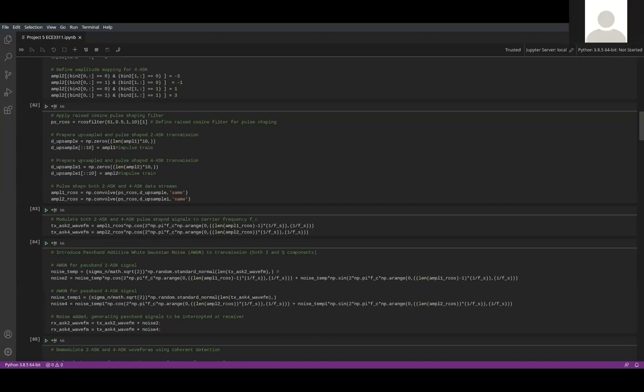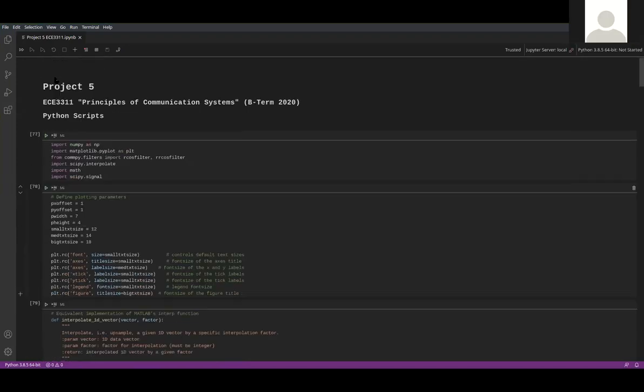So this is what happens in your Jupyter notebook. First things first, I declare a whole bunch of stuff. Just leave that stuff alone. Same thing also for plotting routines. This actually is really good practice.